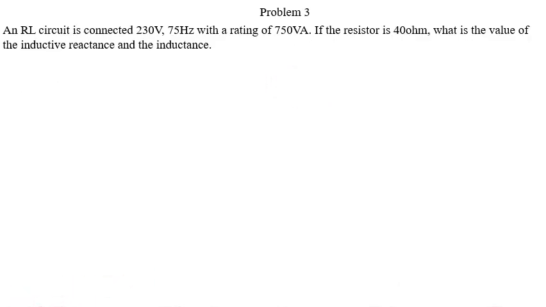Okay, so problem 3 says an RL circuit is connected to a 230 volt, 75 hertz supply with a rating of 750 VA. If the resistor is 40 ohm, what is the value of the inductive reactance and the inductance?